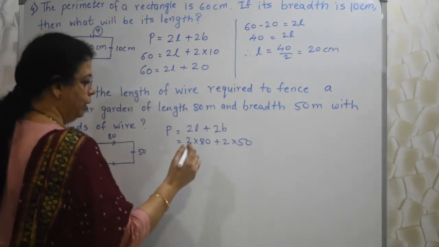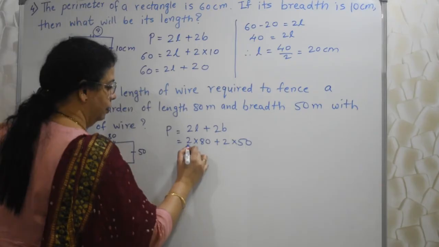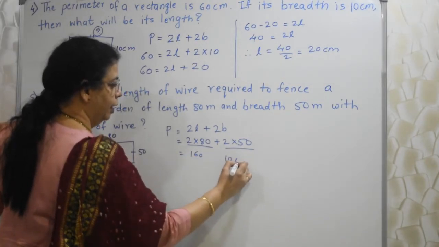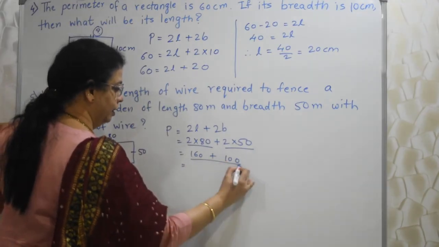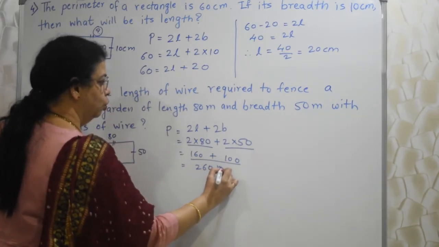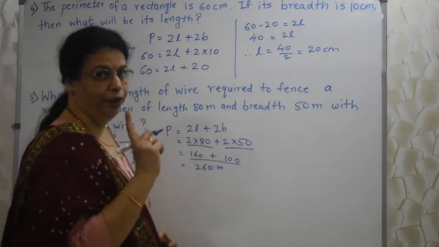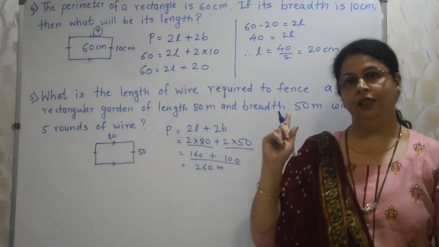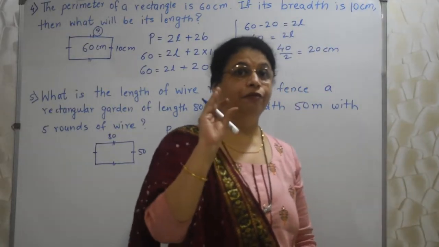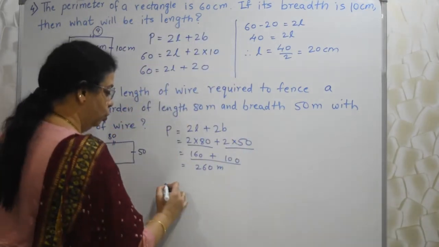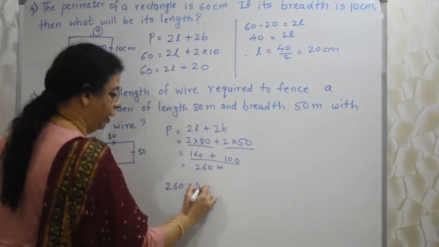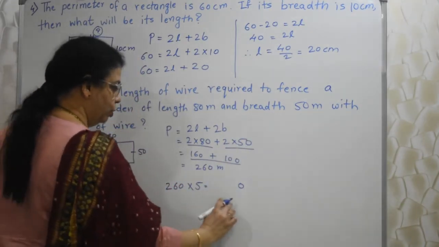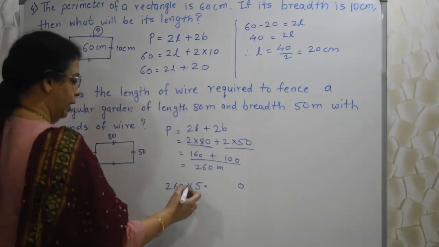We must use the BODMAS rule. First we will do this, that is 160, then we will do this, that is 100, then we will add this, 260. 260 meter is the perimeter. If he does the fencing only 1 round, then the answer is 260, but he has done 5 rounds. So 260 into 5. You can do it vertically. I have written it horizontally, you can do it vertically and then multiply.